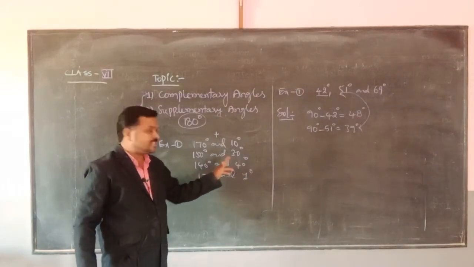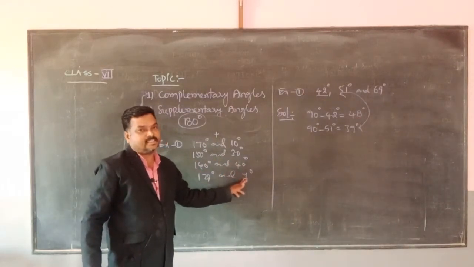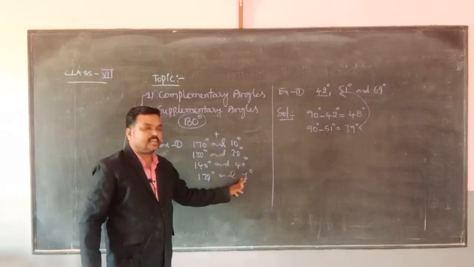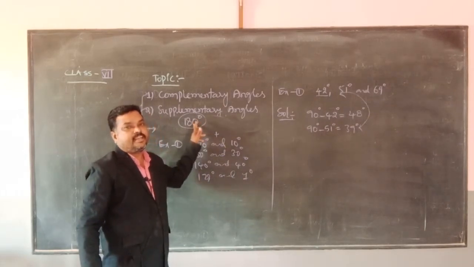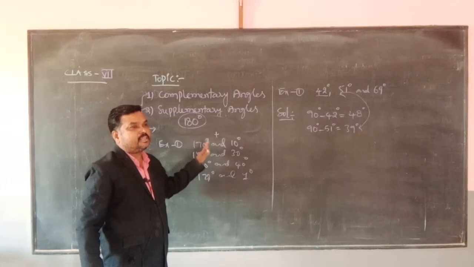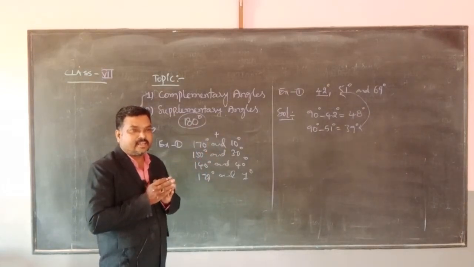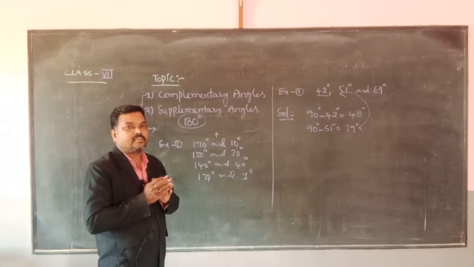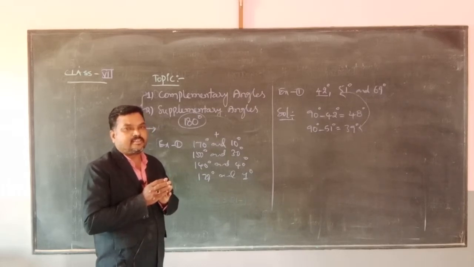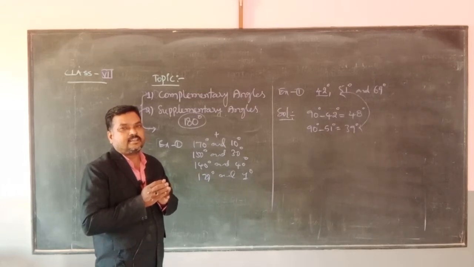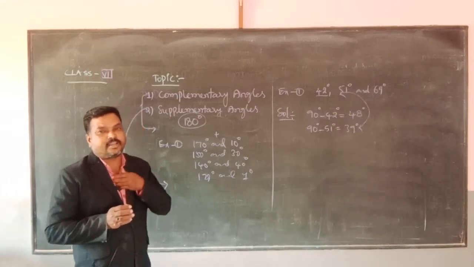179 degrees and 1 degree. The sum of these two angles is also equal to 180 degrees. It means if we add the two angles and it gives exactly 180 degrees, they are called supplementary angles. Suppose the sum is 179 or 160, like that, they are not supplementary angles.